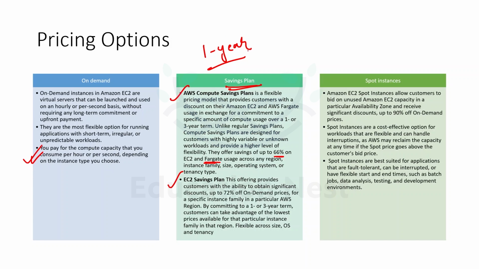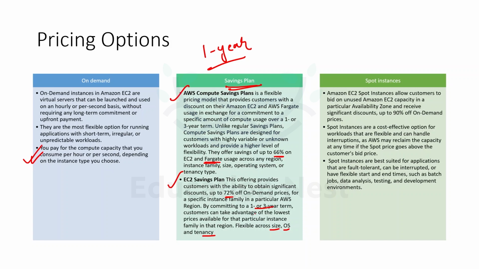Right? So this gives us flexibility across instance family, which means you can select any instance family, any size, any operating system or tenancy options. But with EC2 savings plan, it is only flexible across size, operating system and tenancy. You cannot change the instance family, and you cannot change the region. Because of that rigidity, this further provides us with a more discounted rate of 72% on on-demand prices. This also takes a 1 or 3 year commitment from the user.